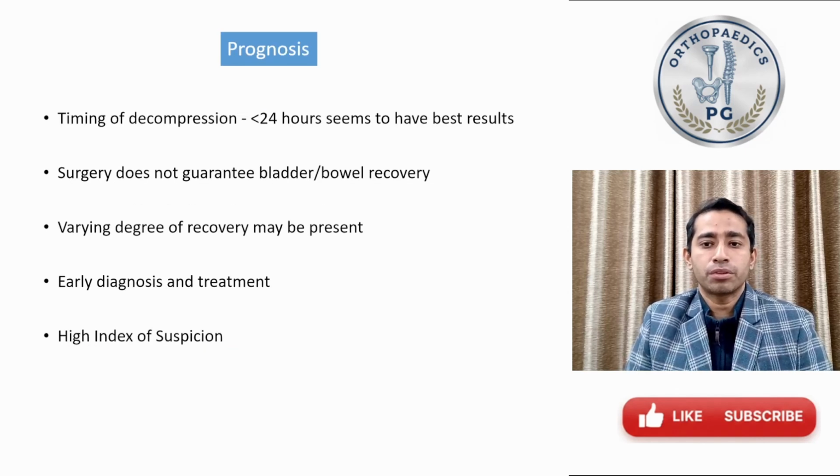Coming to the prognosis of Cauda equina syndrome. The timing of decompression of less than 24 hours seems to have the best results. And if the decompression is done after 48 hours, more than 60% of patients have been found to have chronic bladder and bowel issues. However, surgery does not guarantee bladder bowel recovery and varying degrees of recovery may be present. Thus, early diagnosis and treatment of this condition is essential for neurological recovery.